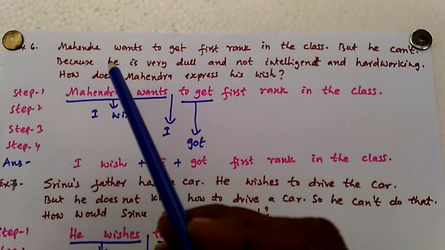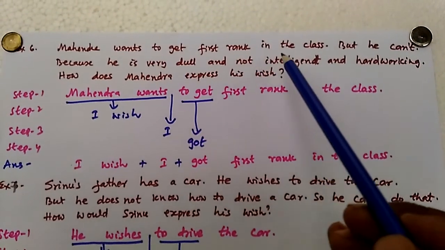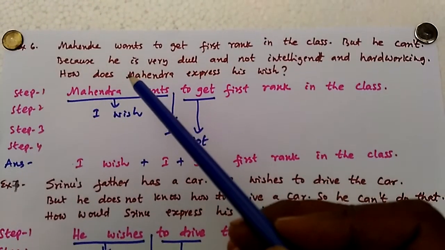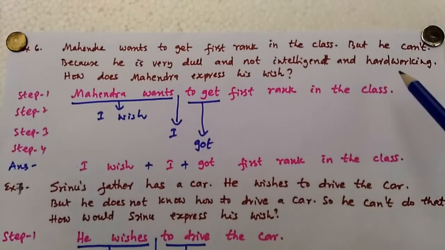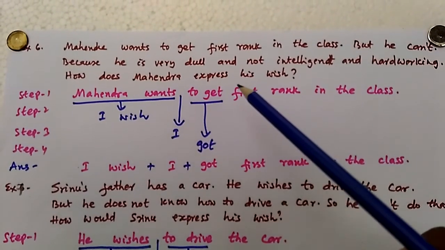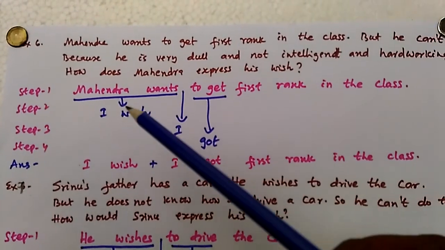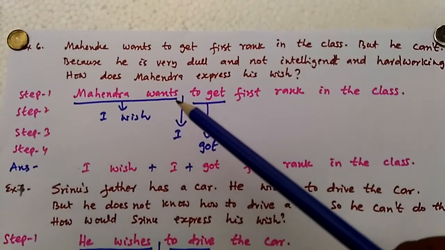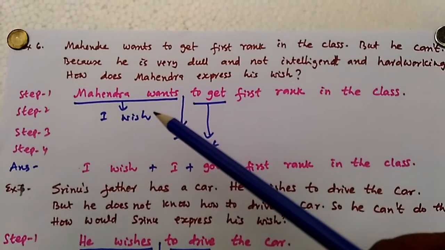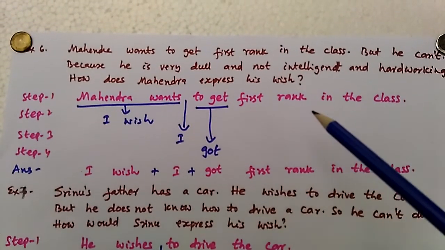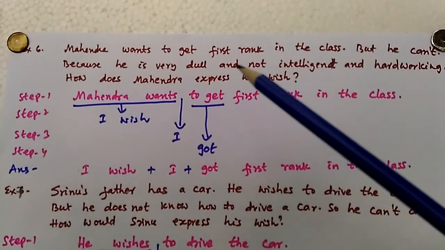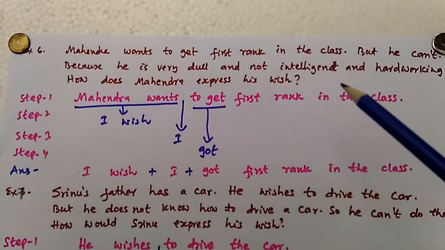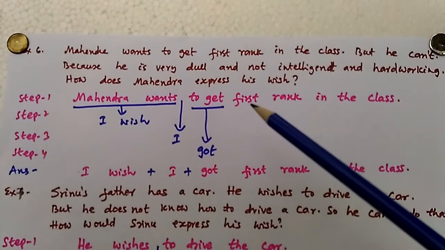Next sentence, Mahendra wants to get first rank in the class, but he cannot because he is very dull and not intelligent and hardworking. How does Mahendra express his wish? Step 1. First, the wish carrying sentence, that is, Mahendra wants to get first rank in the class because it is an impossible wish because he is very dull and not intelligent, not hardworking. So this is the first step.